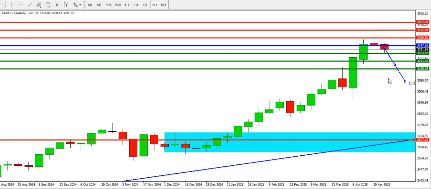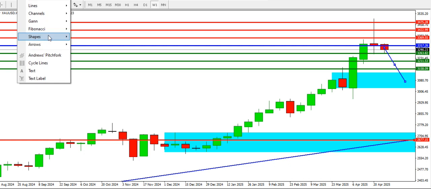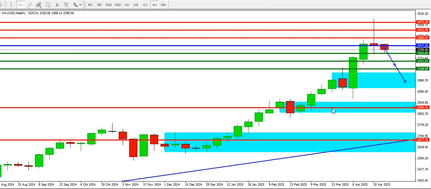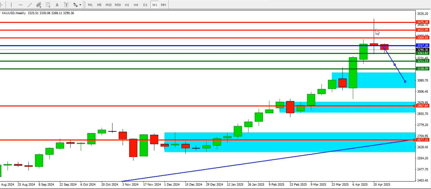We are talking about the 3080 order block on the weekly time frame, and we have yet another order block on the weekly time frame, the 2900 order block. So for now, this is a pin bar suggesting that price might likely drop.